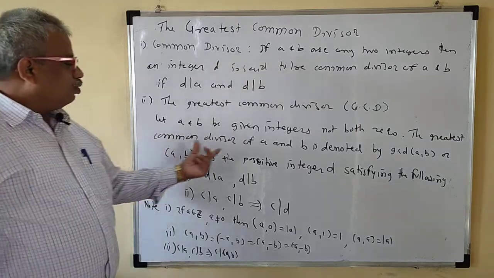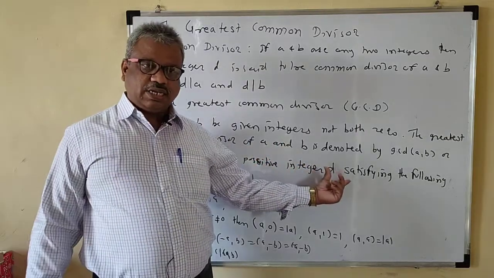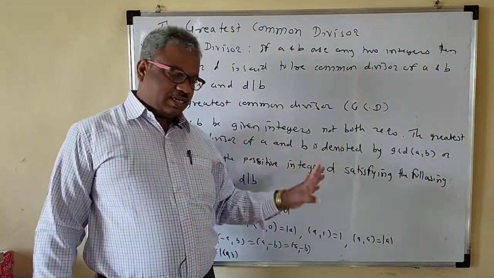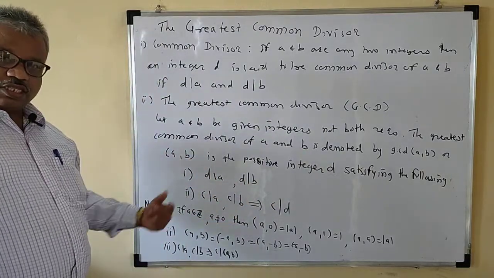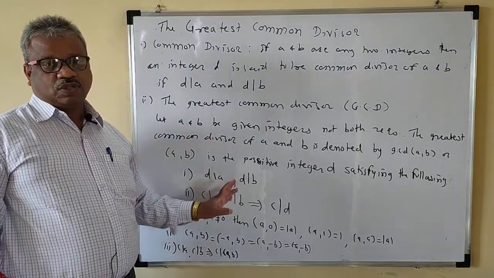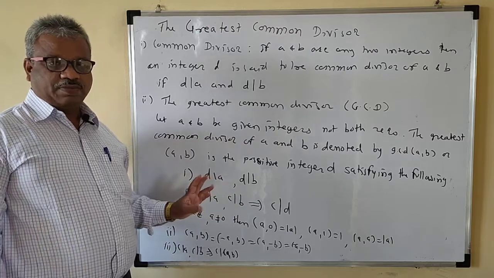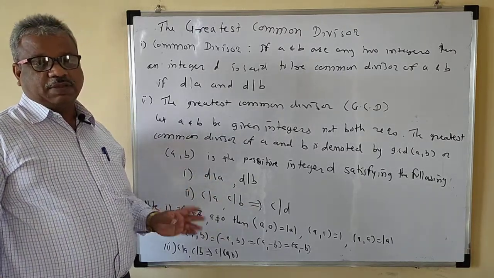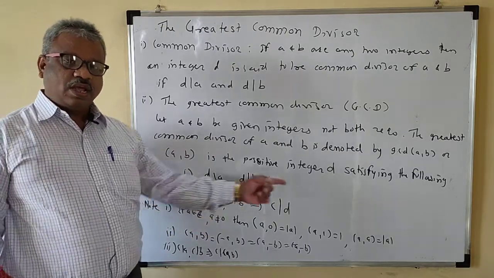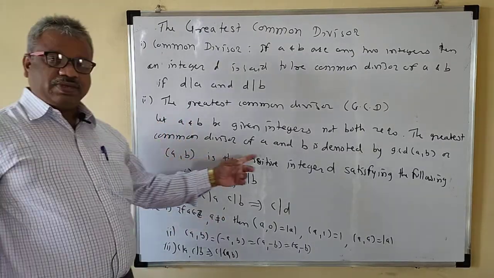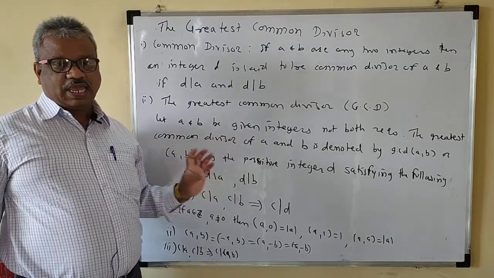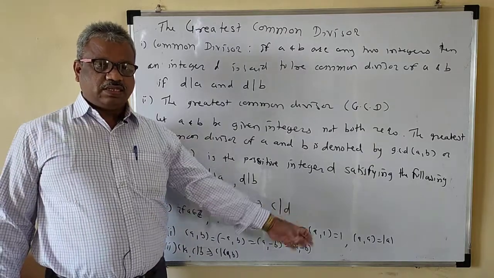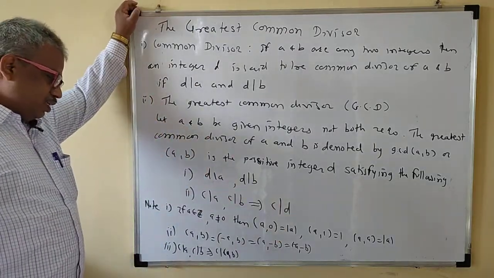So GCD of a, b is a positive integer d such that it satisfies these conditions. It divides both a and b, that means it is a common divisor of both a and b. Then any common divisor c, where c divides a and c divides b, also divides d. That means any common divisor of a and b also divides d. So when we say that d is a GCD, d divides a, d divides b, and any common divisor of a and b also divides d. This is the definition of the GCD.